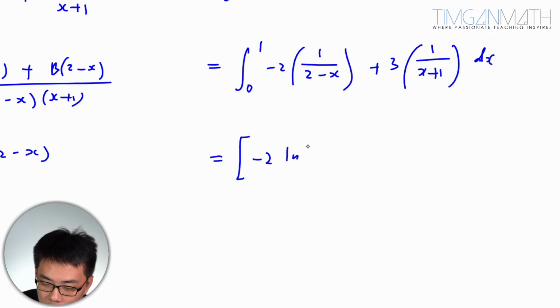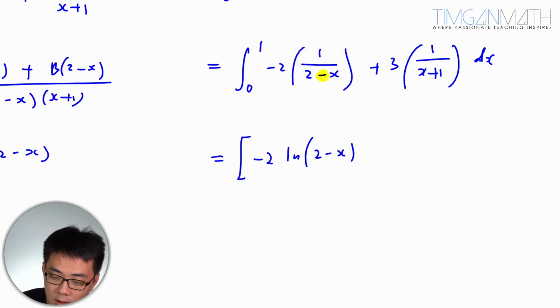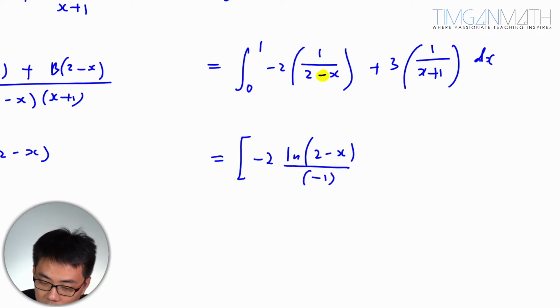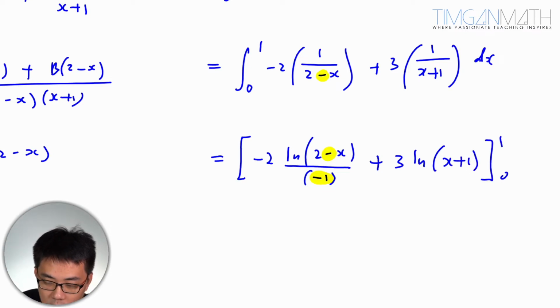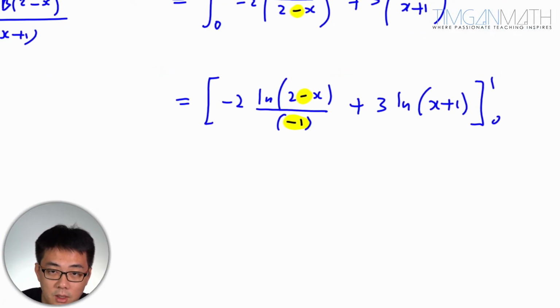So this will give us negative 2 ln 2 minus x. Remember, the coefficient of x is negative 1. Don't forget that. This is where most students will forget. The coefficient of x is negative 1, so we need to divide by the coefficient of x. And this is 3 ln x plus 1, from 0 to 1. Okay, then what you need to do is just replace it in.